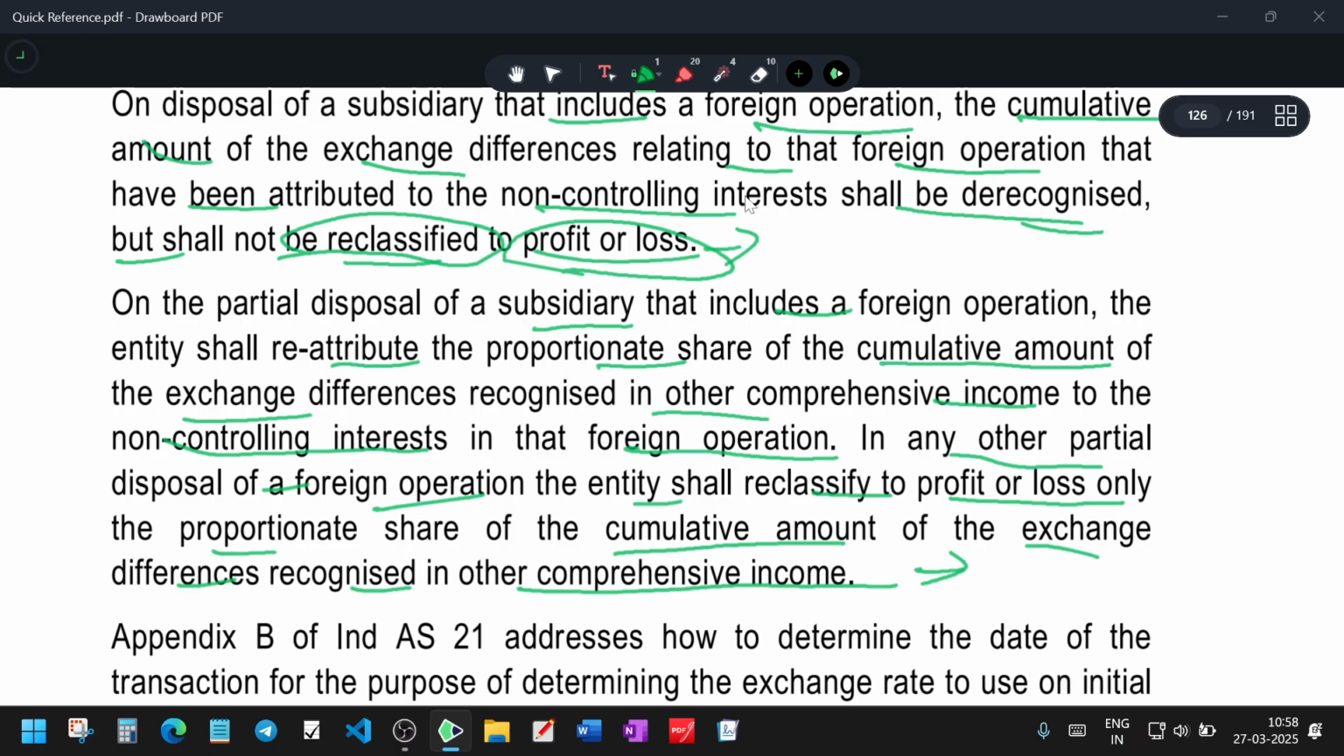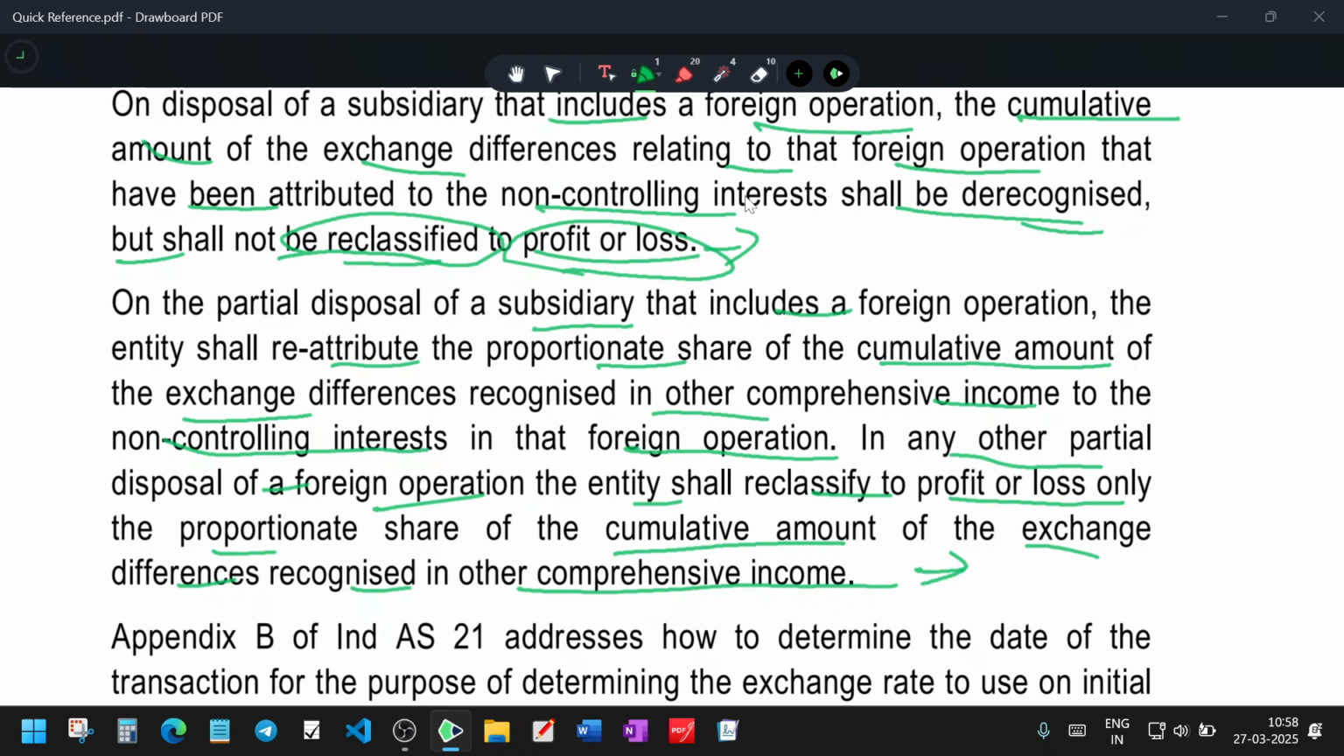So when you're disposing of a partial thing, not the whole thing, the difference arising should be recognized in other comprehensive income. So for the non-controlling interest, I can't classify it to P&L. So what I can do is, it should be transferred to other comprehensive income.